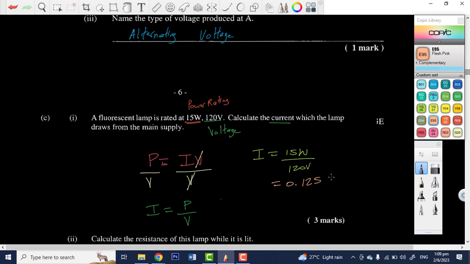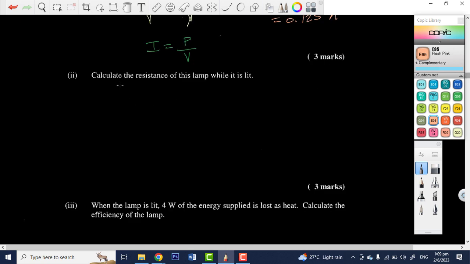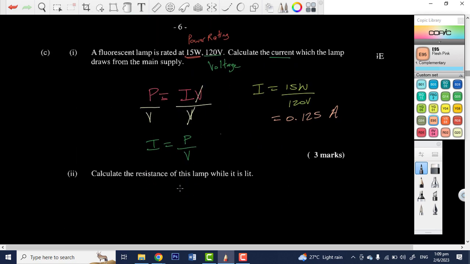But anyways, so this is 0.125, and don't forget the unit. What's the unit? Amperes, right? 0.125 amperes. So that would be our answer right there.